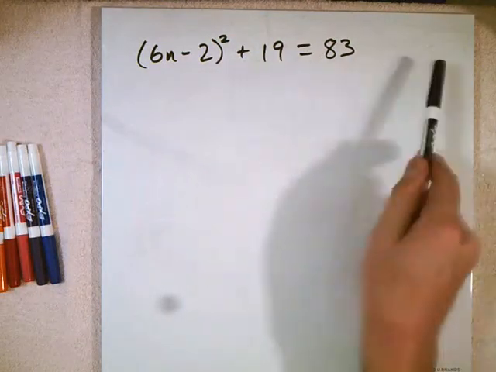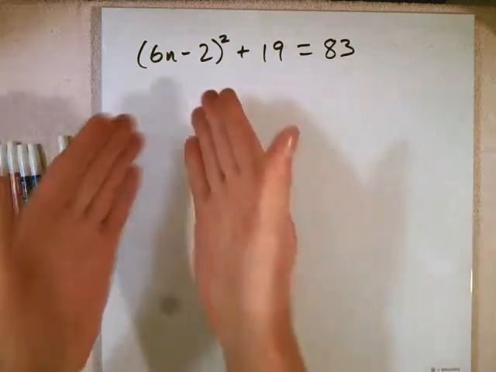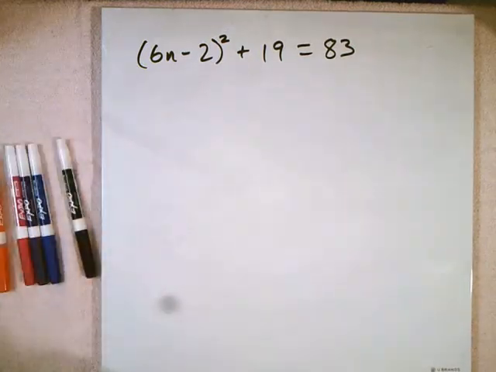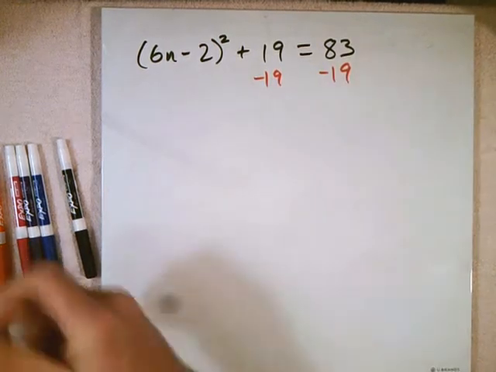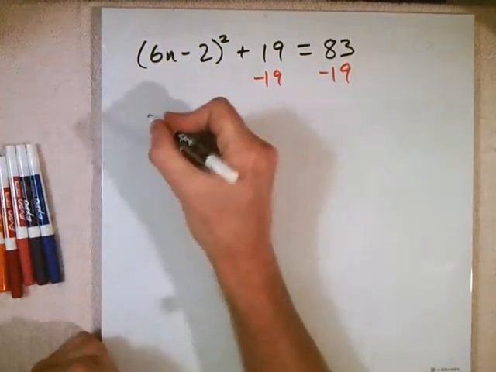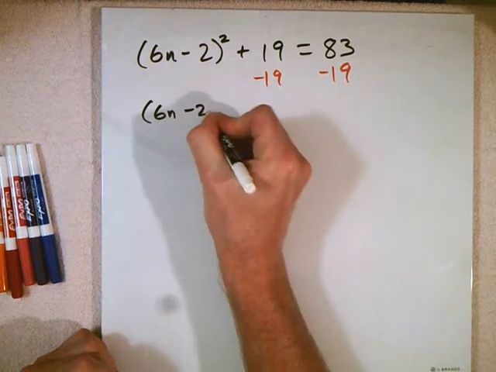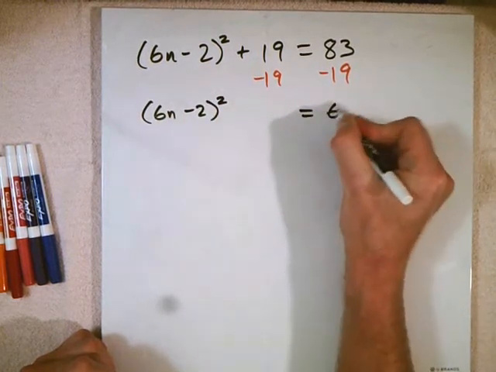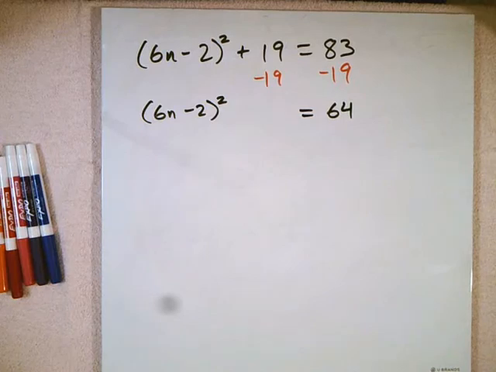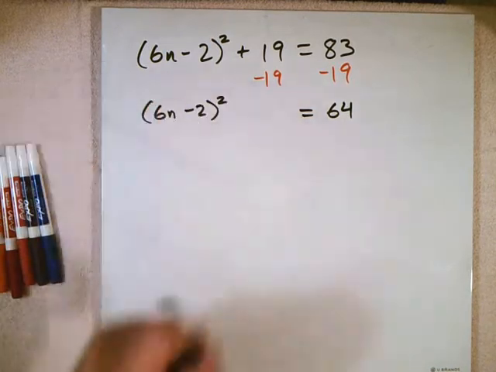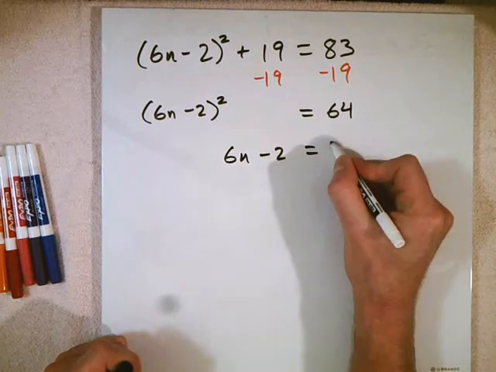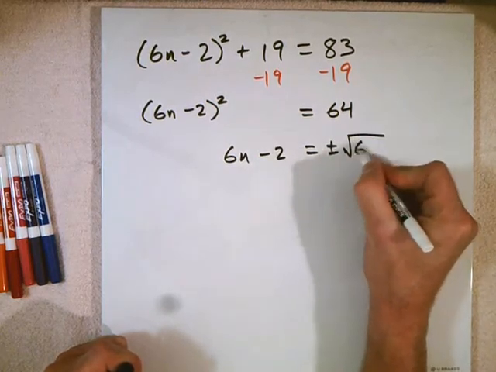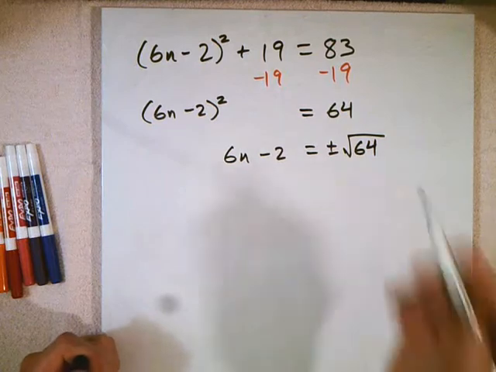So you basically have to isolate that squared piece before you take the square root of both sides. So move that 19 over. It's not too hard to do, just subtract it off. And now that you've got this squared piece isolated, it's going to be 64 over here. Now take the square root of both sides. So when you take the square root of that left side, it cancels out the square, just leaving you the 6n minus 2. There we are. On the right side is where you'll see the square root show up with the plus minus in front of it. Of course, square root of 64 is just an 8.